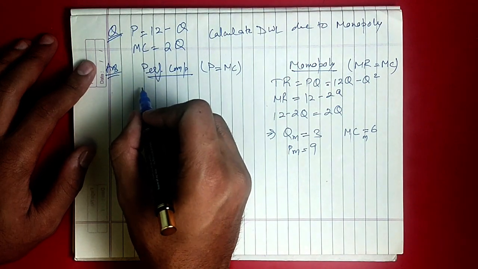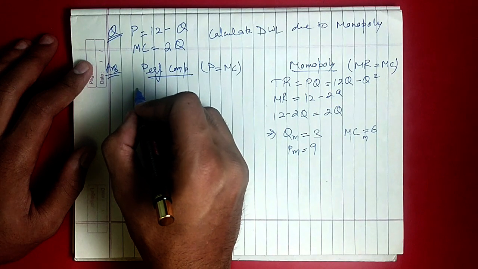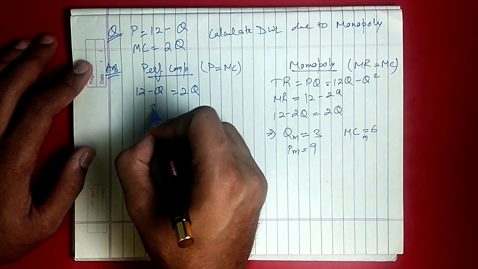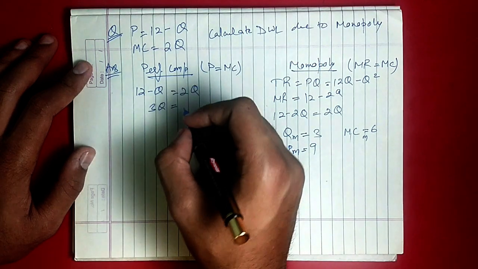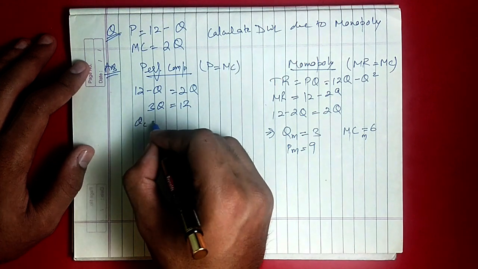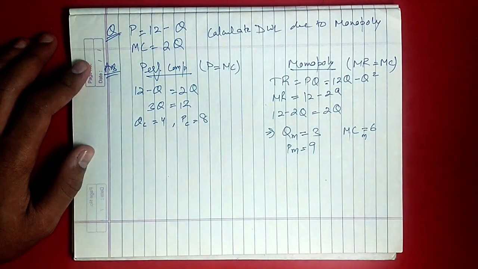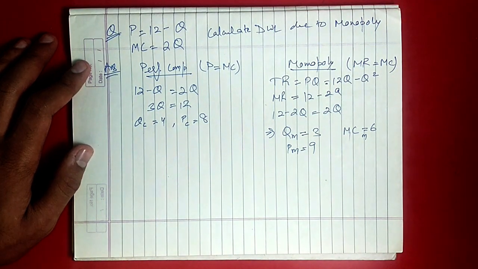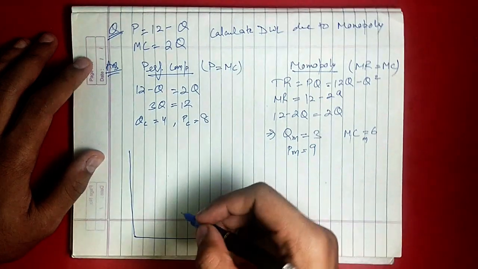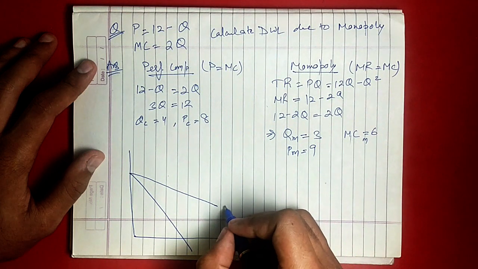Now coming to perfect competition, we know the equilibrium condition there, so we can directly write 12 minus Q equals 2Q, so we will get 3Q equals 12. So QC is equal to 4 and PC is equal to 8, right? Now we will draw one diagram, and you will know the formula of deadweight loss here. How do we calculate the deadweight loss?